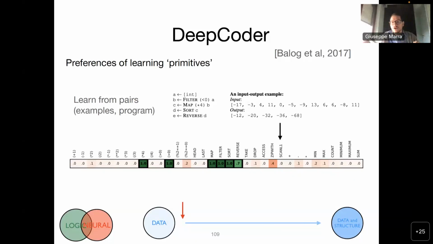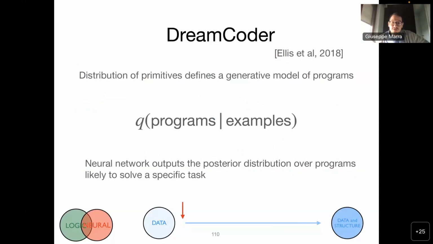However, what you can do, and what DreamCoder does, is use all the decisions that you take to define the probability distribution over all programs given the examples, not just over the next function that you have to add in the search space, but the idea is pretty similar. In this way, you can define a generative model over programs using the guidance of neural nets.